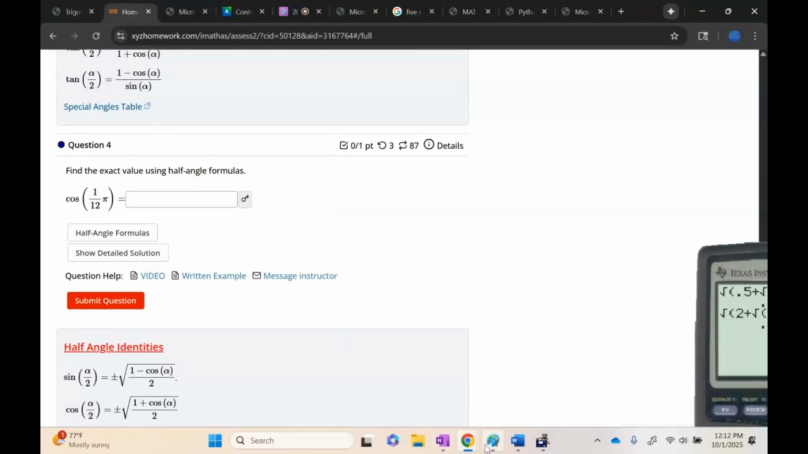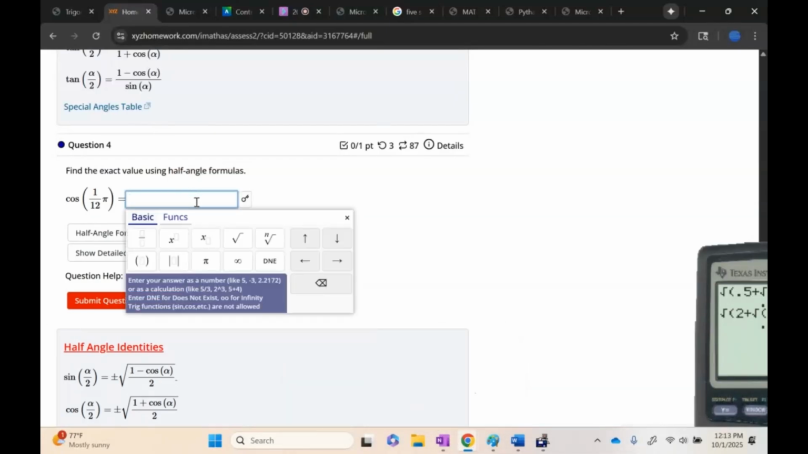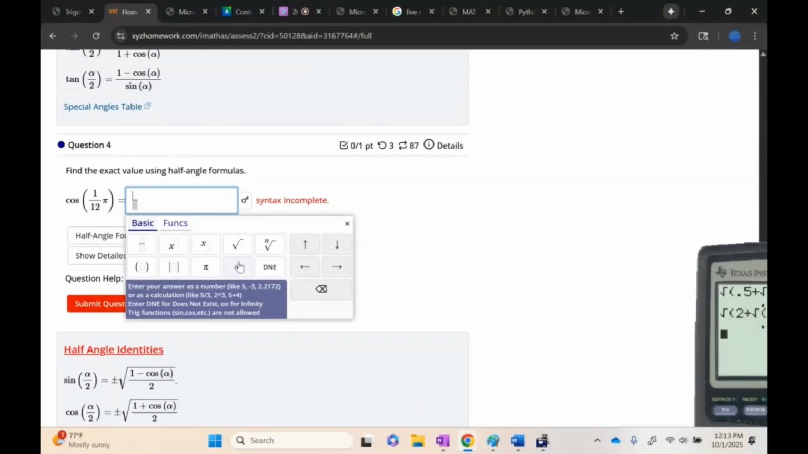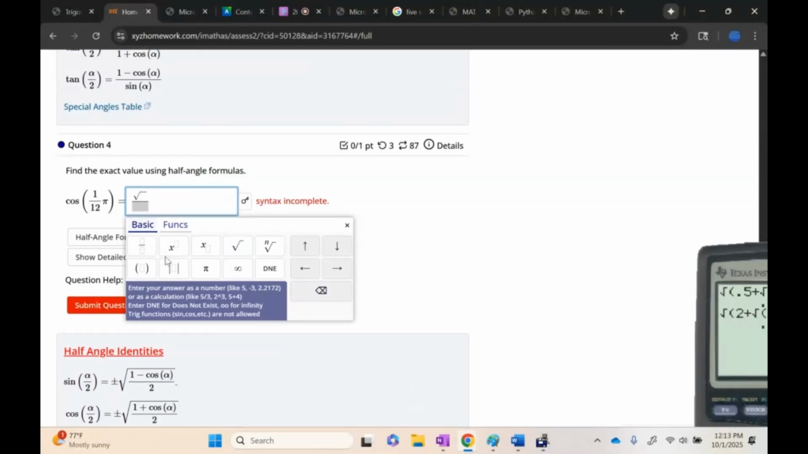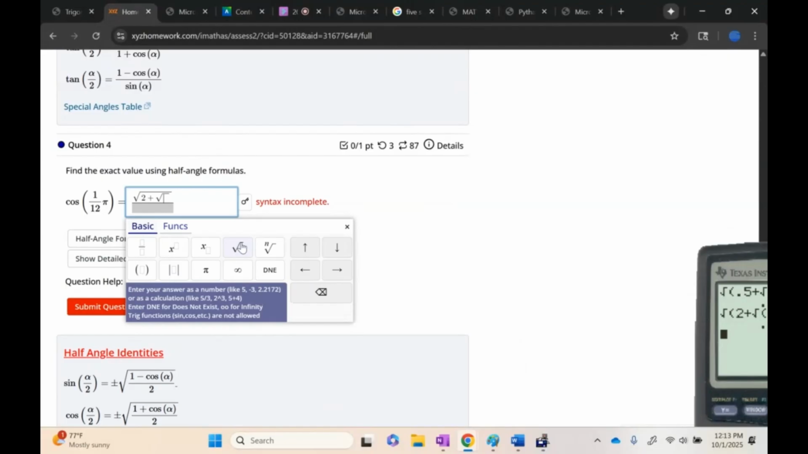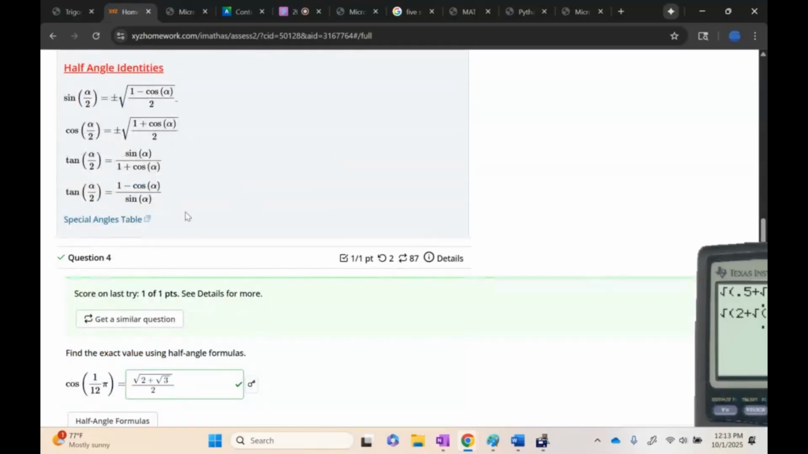So I'm going to put this in. I just hate putting in the square root stuff. So this is the square root of 2 plus, because this is square root inside of a square root, the square root of 3, divided by 2. And notice they will give you credit for that, even though it's not what they have out to the side.